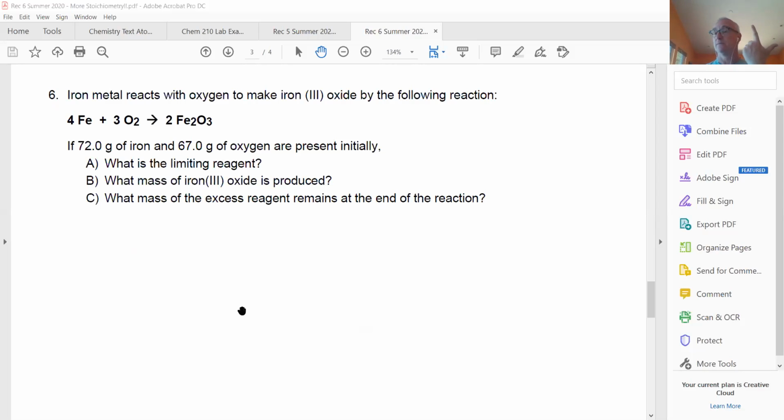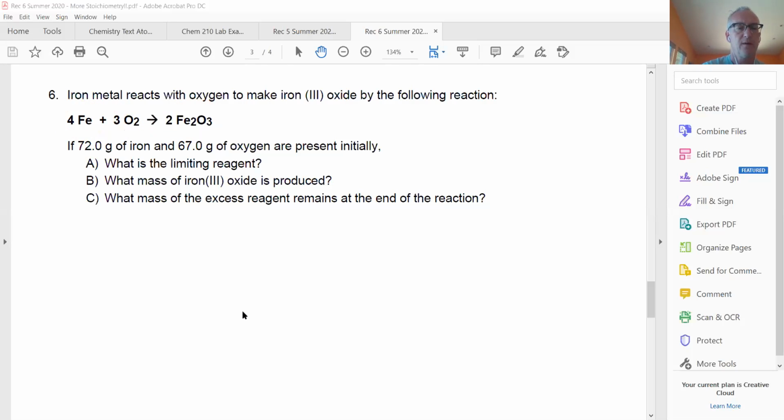So first thing to do when you get a question like this, what's the very first thing before writing down what we know? Read the equation, balance. Yeah, check and see if it's balanced. Make sure. So we got 4 irons, 6 oxygens, 2 times 3, 6. Yeah, we're good. So it's balanced. So we can use it.